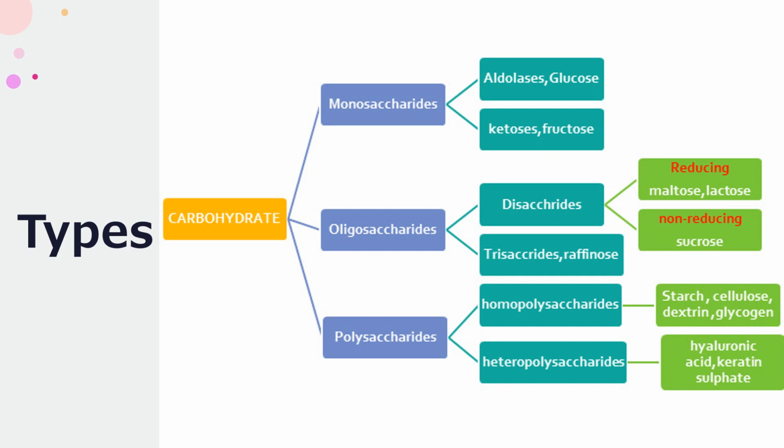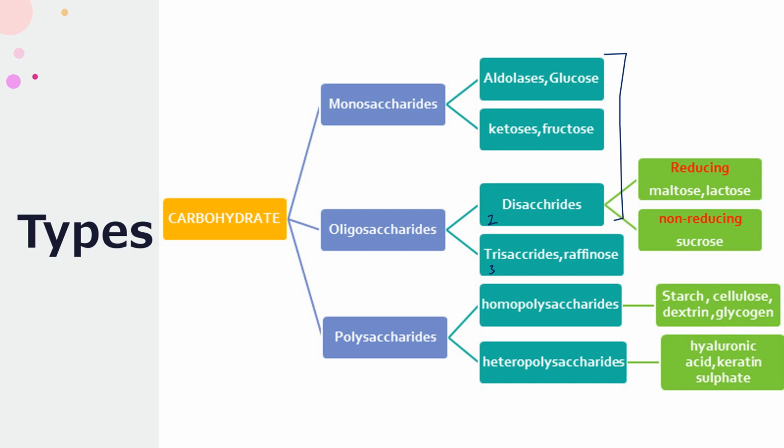When we talk about oligosaccharides, we have disaccharides and trisaccharides, where carbohydrate units will be 2 or 3. And again, these can be reducing or non-reducing. Only monosaccharides and disaccharides have two classes, reducing and non-reducing. Normally all the polysaccharides are non-reducing sugars only.